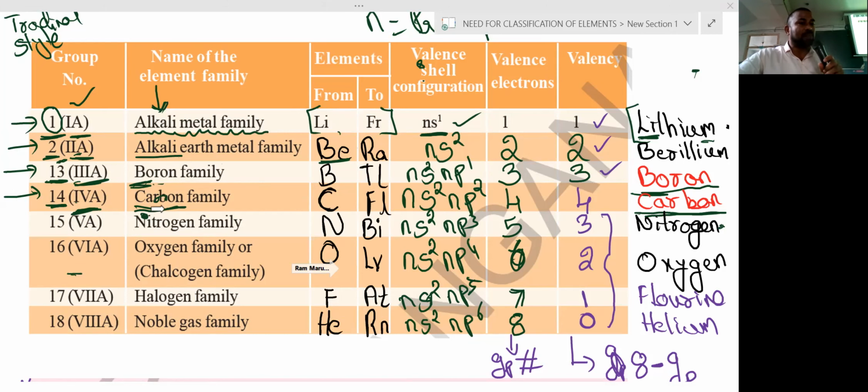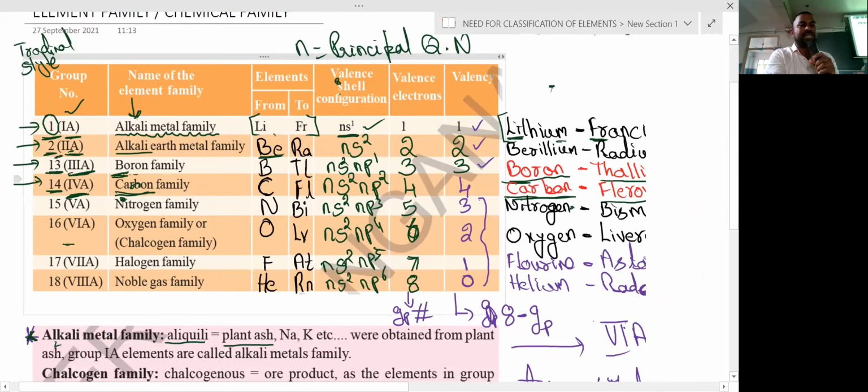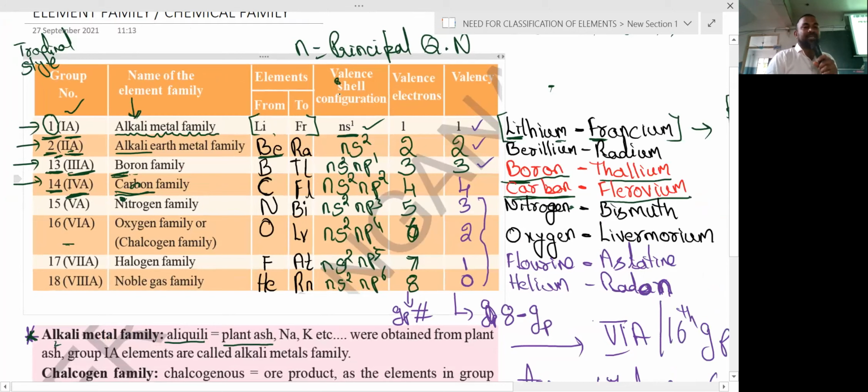Later on, it is the carbon family, nitrogen family, oxygen family. Why do we call it the oxygen family? Because the head of the family is oxygen, and the other name for it is chalcogens. So it is the oxygen family or chalcogen family. The next one we call halogens, and the next is the noble gases. These are all the names we got for the elements present in the modern periodic table.